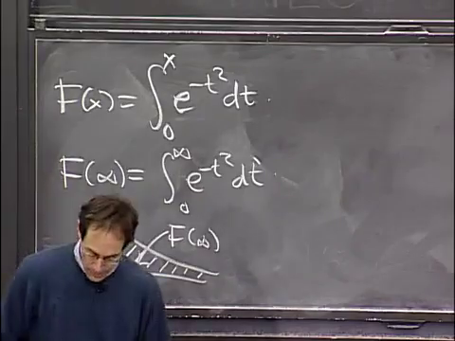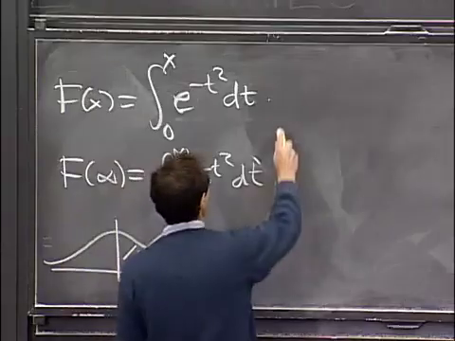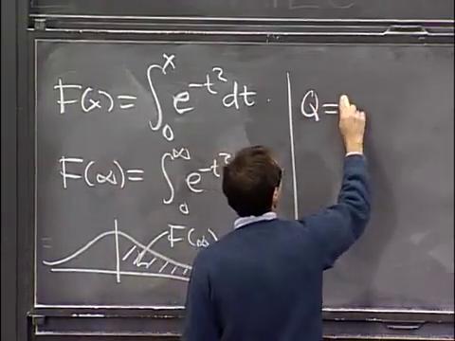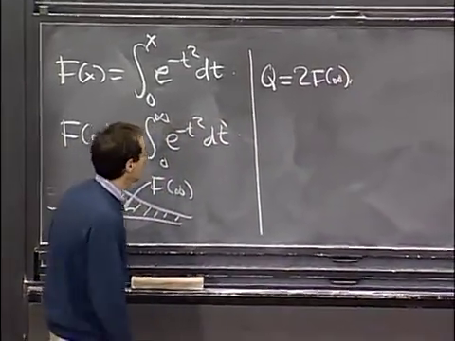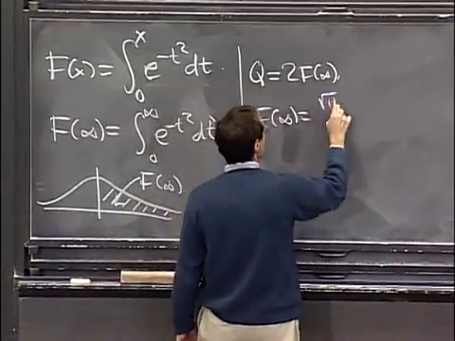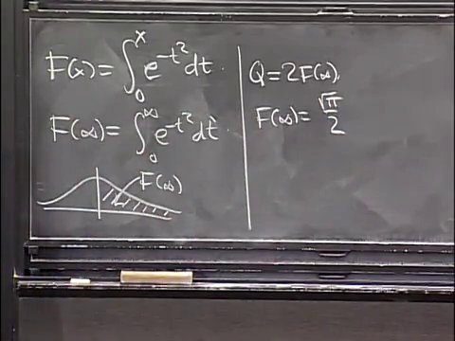And now I hope that this part of the connection is not meant to be fancy. The idea here is that Q is equal to twice f of infinity, this number here. And so f of infinity is equal to the square root of pi over 2, if we believe what we said on the last panel.